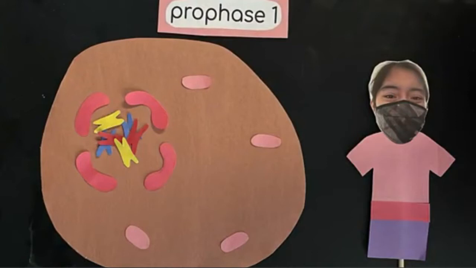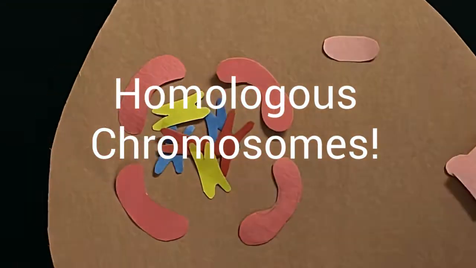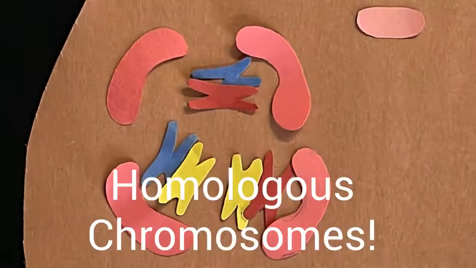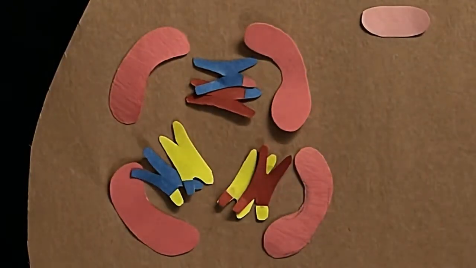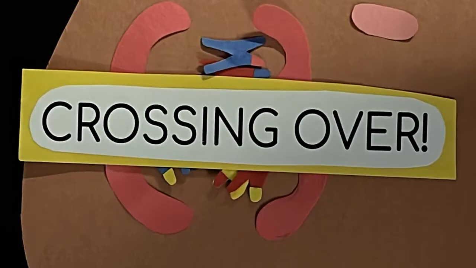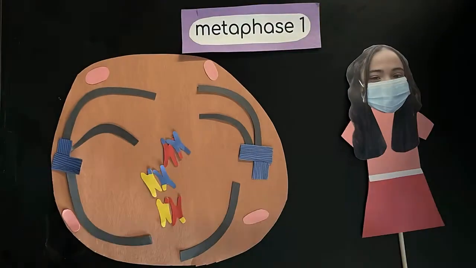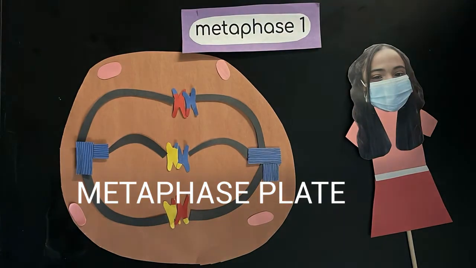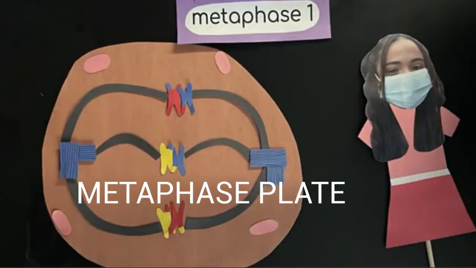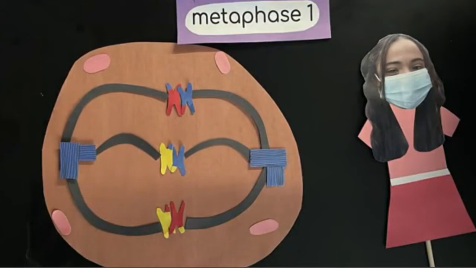Prophase 1 is where the chromosomes are condensing and the homologous chromosomes are pairing up. These homologous chromosomes begin the process of crossing over. This is where the chromosomes transfer or exchange genetic information between each other. Next, we move into metaphase 1, where the homologous chromosomes line up in the middle of the cell, or the metaphase plate, and attach to the spindle fibers. As you can see, this looks different from mitosis because the chromosomes are in pairs at the metaphase plate.